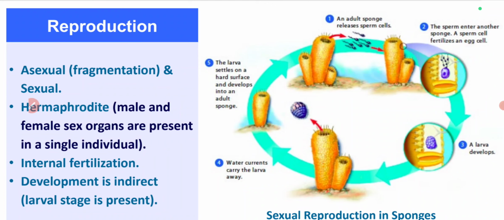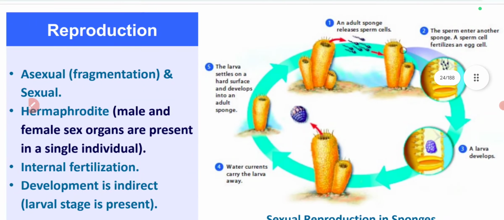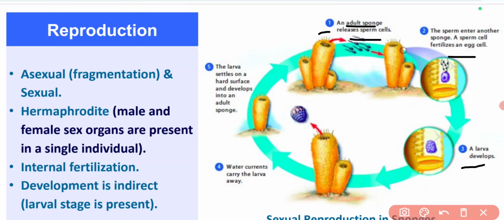See the diagram of sexual reproduction in sponges. As you can see, in the first stage an adult sponge releases sperm cells. The sperm enters another sponge, and a sperm cell fertilizes the egg cell. A larva develops and water currents carry the larva away, and the larva settles on a hard surface and develops into an adult sponge. So this is the sexual reproduction found in sponges.